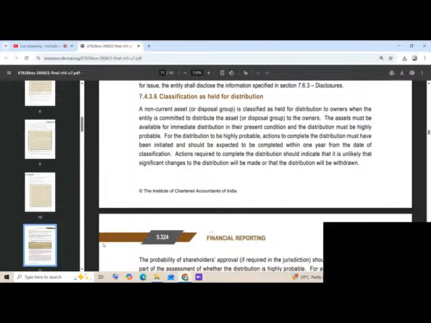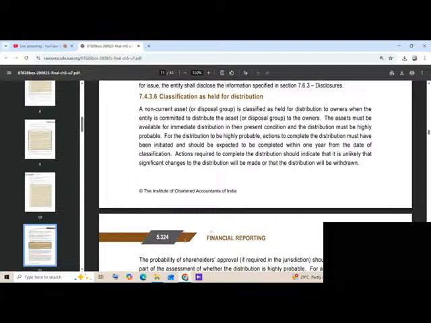Classification as held for distribution. A non current asset or disposal group is classified as held for distribution to owners when the entity is committed to distribute the asset or disposal group to the owners. The asset must be available for immediate distribution in its present condition, and the distribution must be highly probable. For the distribution to be highly probable, actions to complete the distribution must have been initiated and should be expected to be completed within 1 year from the date of classification.